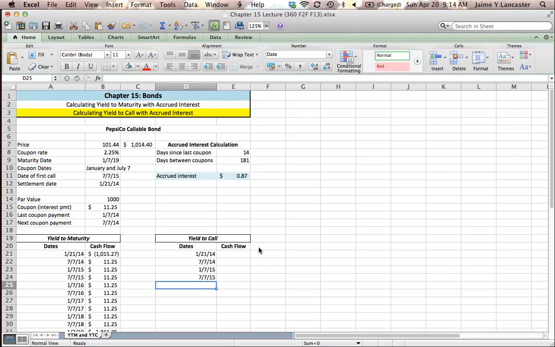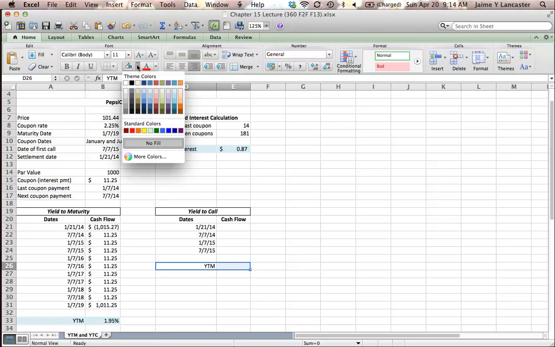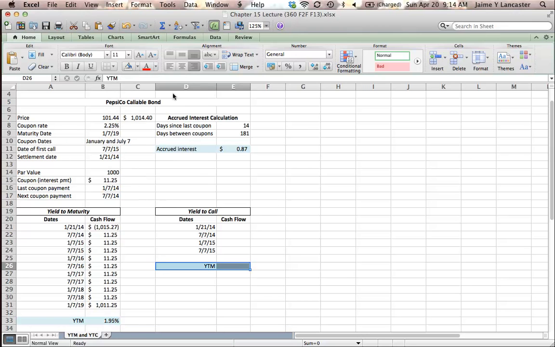And we want to know, if they decided to call the bond on July 7th, 2015, what would our yield be? Because we know, I'm going to scroll down for a second, we know that the yield to maturity, if we held it to maturity, would have a yield of 1.95%. But what if PepsiCo called it early? What would that do for our yield? So if you're an investor buying a bond, both of these things are important to you, because you're going to want to know how much money you're going to make or what your yield would be in either of those two situations, because you don't know what actually is going to happen.